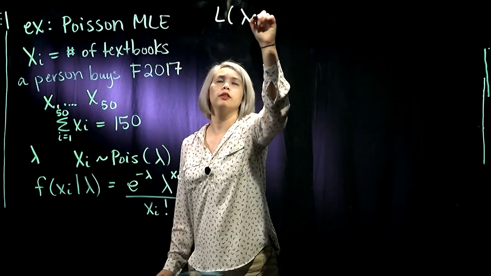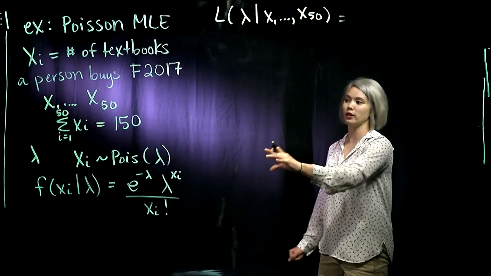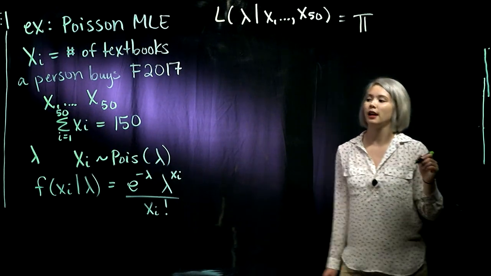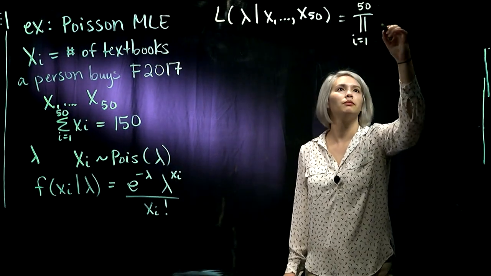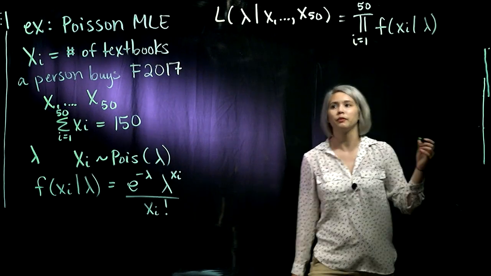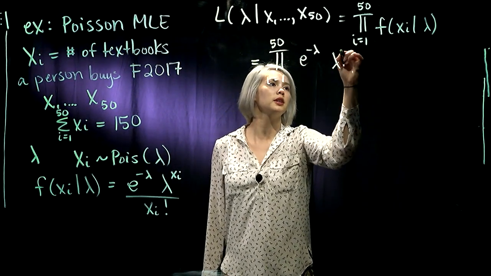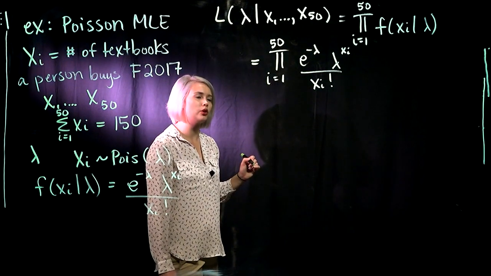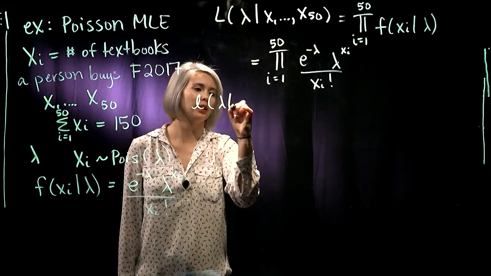So we know that the likelihood of lambda given X1 through X50 is equal to the joint PDF or PMF of those X's. So in our case here, since we have independent X's, we can just take the product of those univariates. So we have the product from 1 to 50 of f of xi given lambda. So go ahead and fill that in. So we have e to the negative lambda, lambda to the xi, divided by xi factorial. All right, so let's go ahead and take the log, because that'll make things a lot easier. Our log likelihood of lambda given the x's.